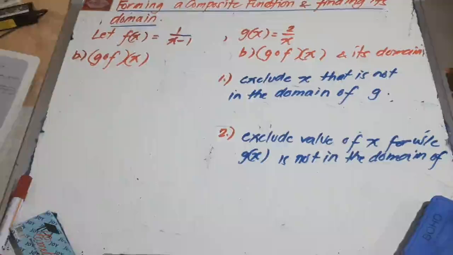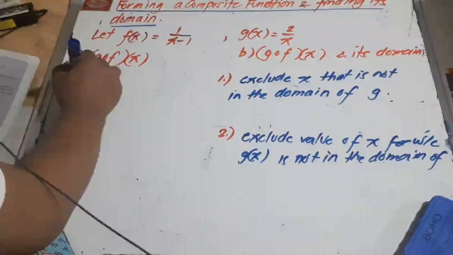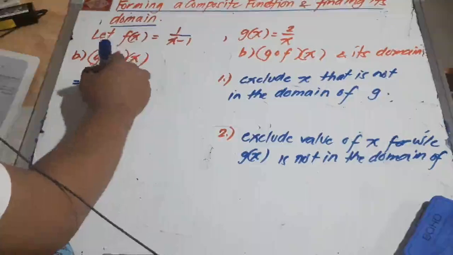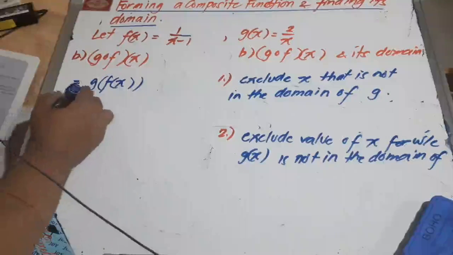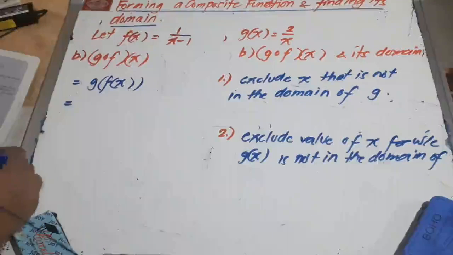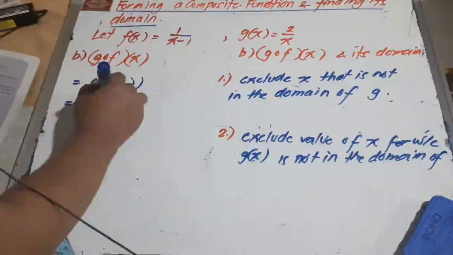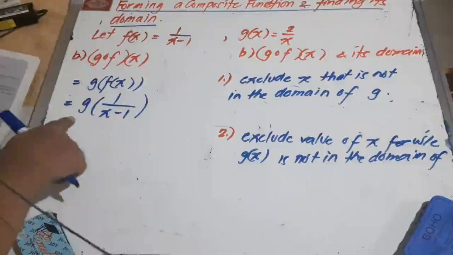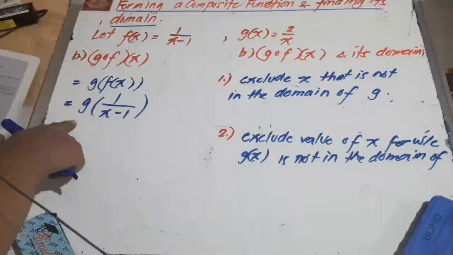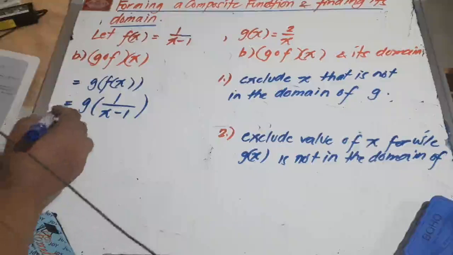So for letter B, we have g circle f of x. So it can be written as g of f of x. Okay? So first is we plug in f of x. So f of x is 1 over x minus 1. So we have g of 1 over x minus 1. And then, to solve for the composite function, we're just going to replace x of g of x by 1 over x minus 1.